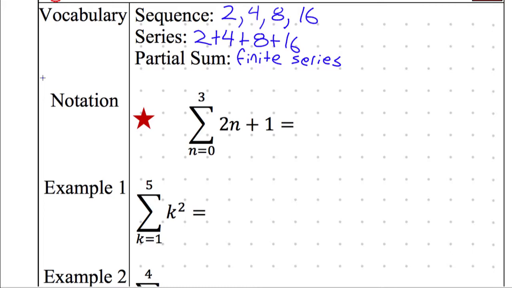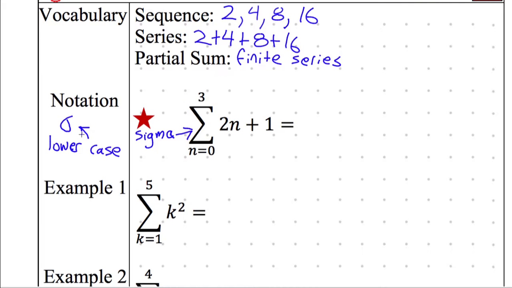So what does this mean? By the way, this guy's name is sigma, S-I-G-M-A. That giant letter is a capital sigma. Lowercase sigma looks like this.